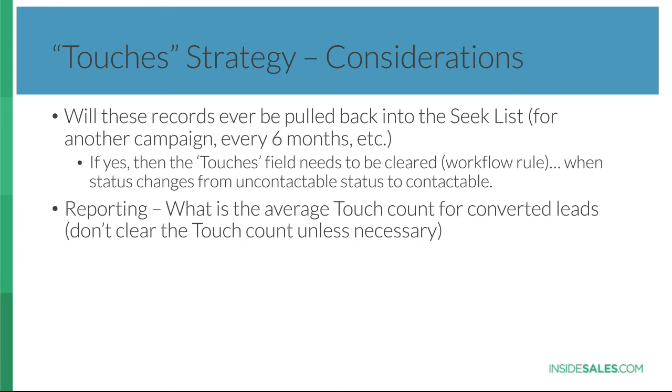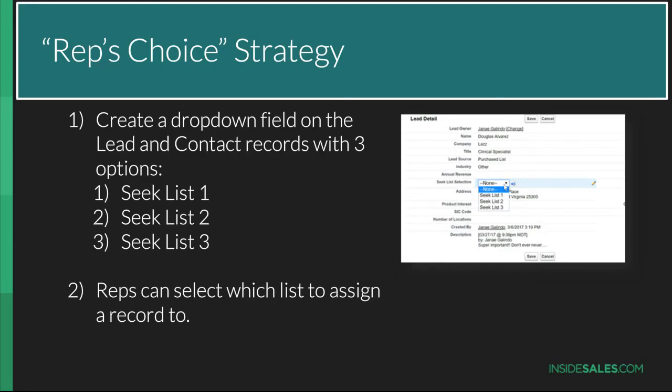Okay, then we build a seek list looking for records in a contactable status with the seek list selection field set to reps choice 1. Then I create another seek list, same criteria, except it's looking for reps choice list 2, rinse and repeat until you've got a seek list built for each one of the options in that dropdown.